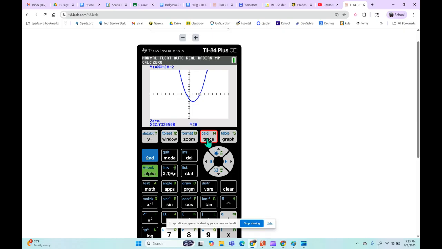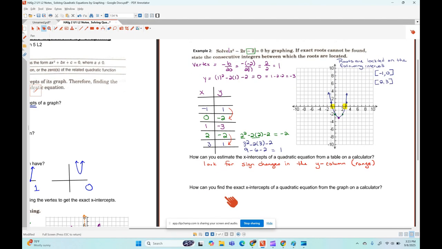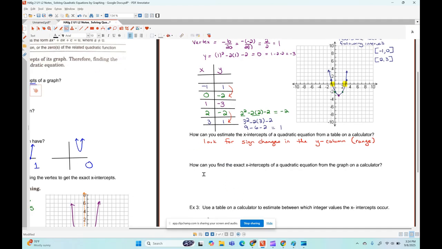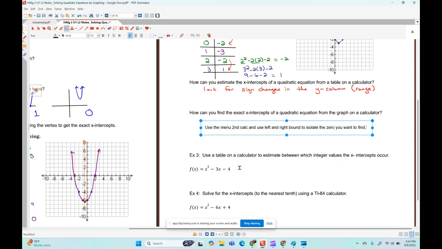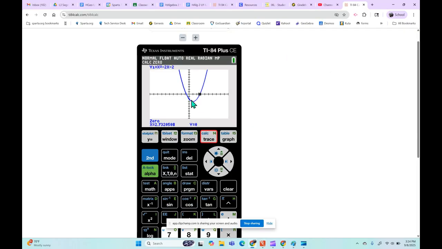So you go to second calc. I'm just going to type this in. Use the menu, second calc, and use left and right bound to isolate the 0 you want to find. Okay. So we're going to use the table on the calculator to do that. I also just wanted to show you that you can also use that to find the x-intercept or the vertex.